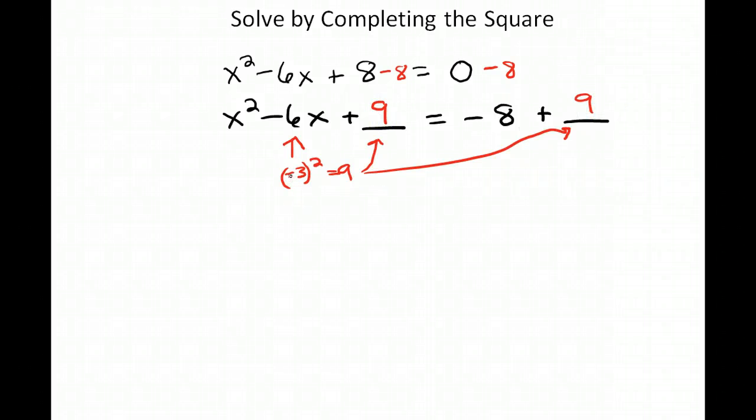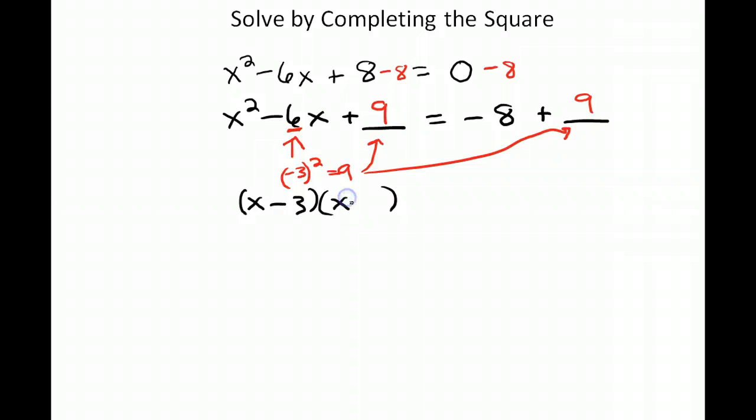Now, I took half of negative 6 and squared it. Actually, if you just look at the 6, take half of it and square it, either way you'll get a 9. So it doesn't matter if you think half of it is a negative 3 or half of it is a positive 3, you'll still get 9 for your blank. Now when I factor this, backwards FOIL is going to give me x plus 3, actually it's x minus 3, x minus 3.